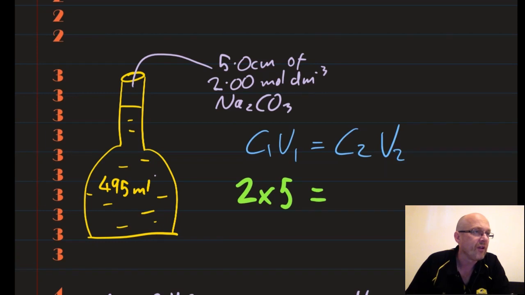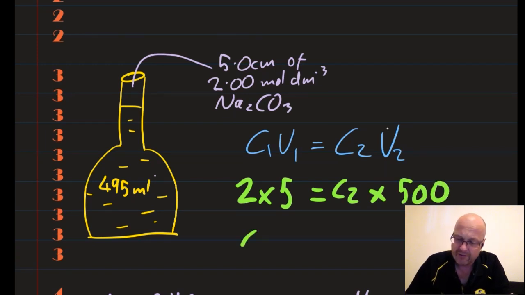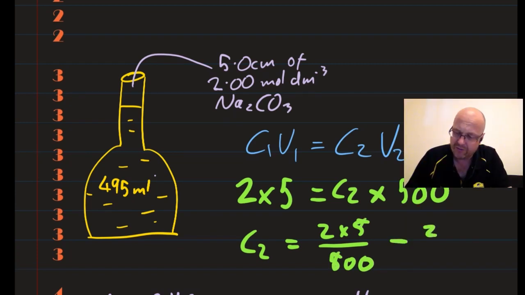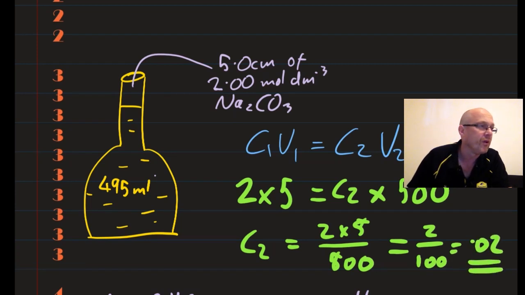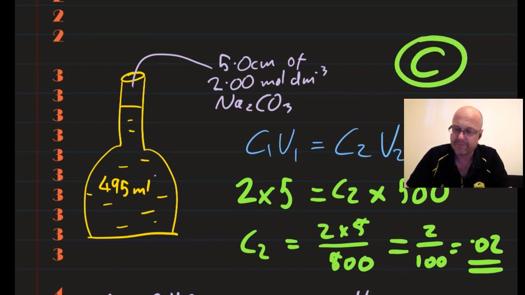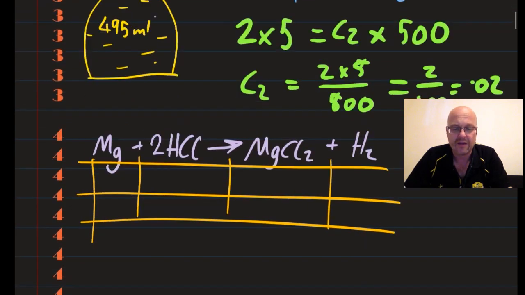What's the concentration at the end? I don't know. And what's the volume at the end? It's made up to 500. So that gives me C2 is 2 times 5 over 500. Cancel that. So that's 2 over 100, which is 0.02. 0.02, which is going to be C. So 3 is C. Question 4.